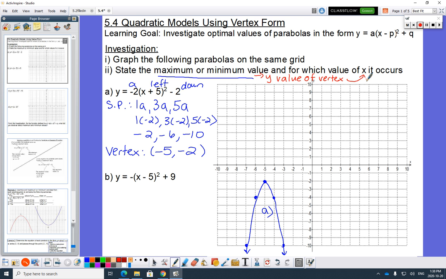And then we say when it occurs with the x. And the reason we say when it occurs with the x is because the x is the dependent variable, okay? So what we would say is this a max or a min when it's down? Max, that's the highest point it can be, yes? So the maximum value of the y of the vertex, so -2, when x equals -5.